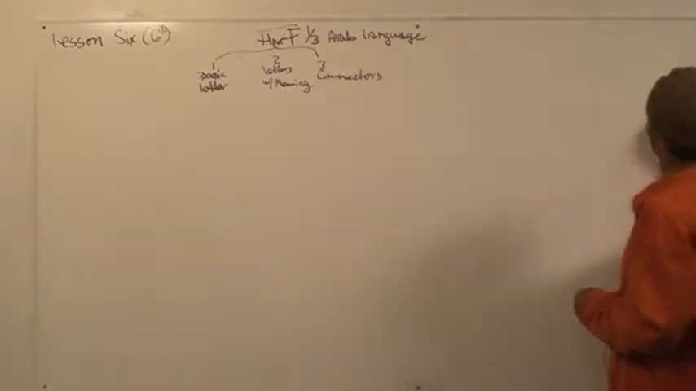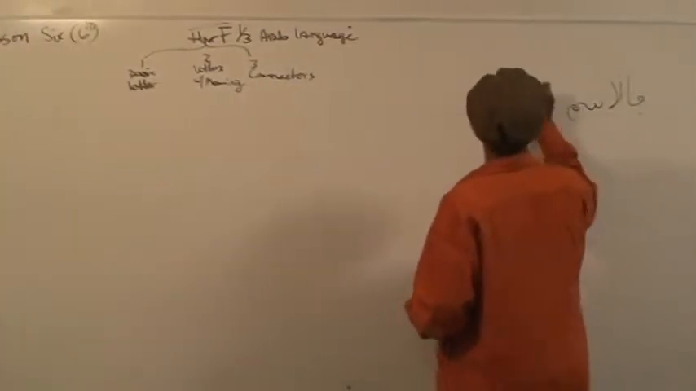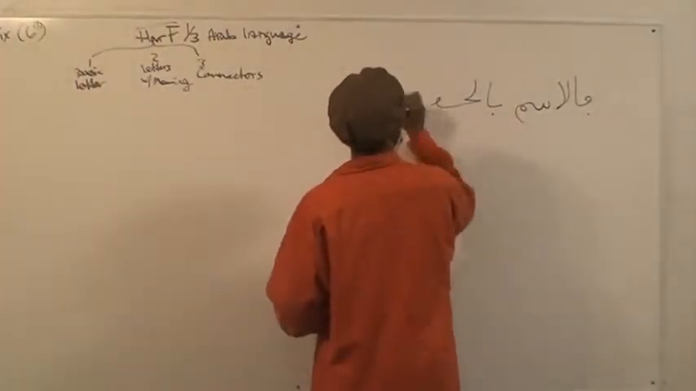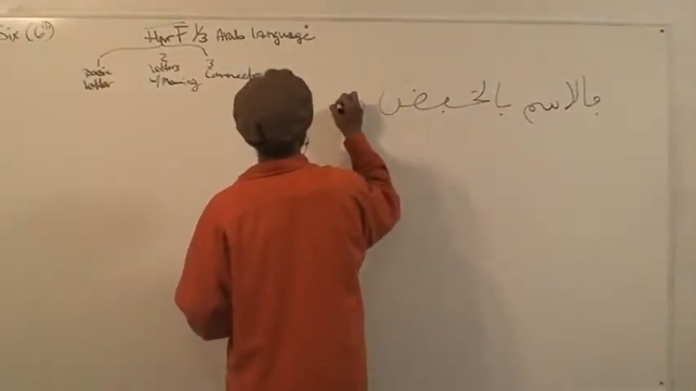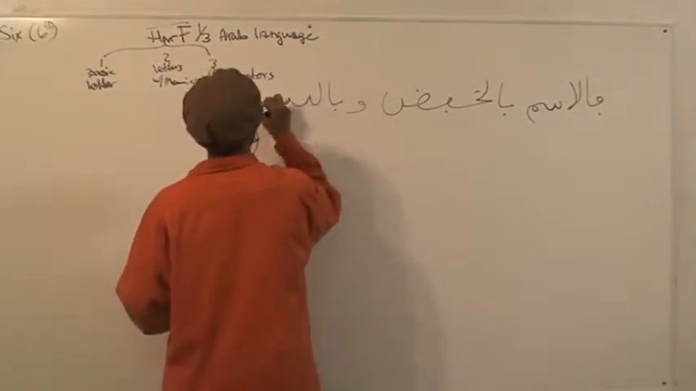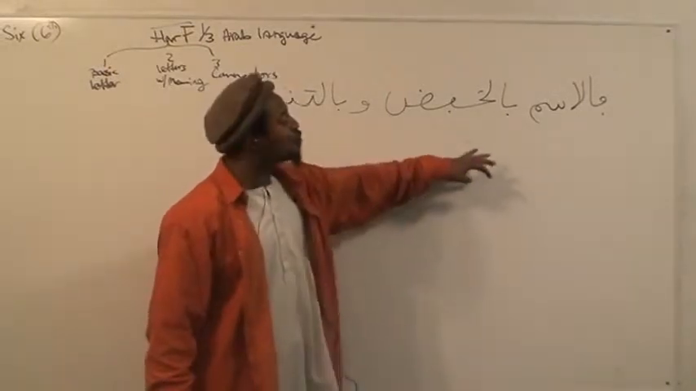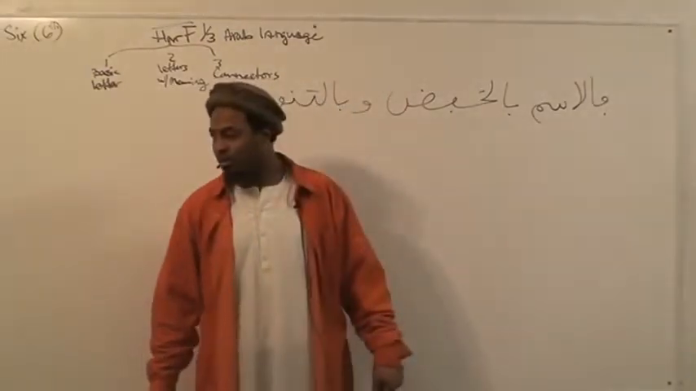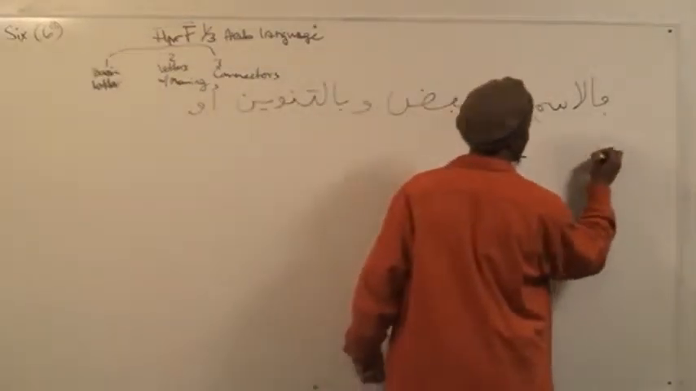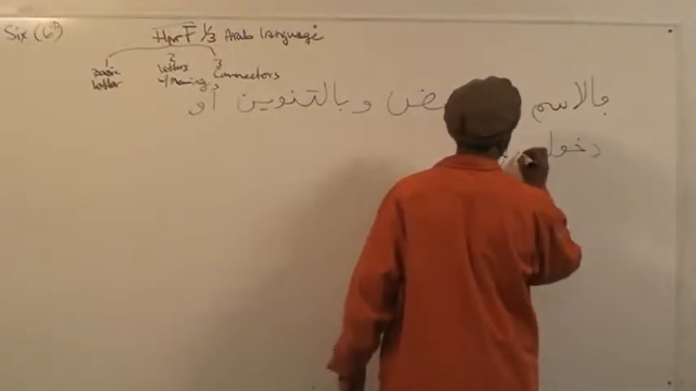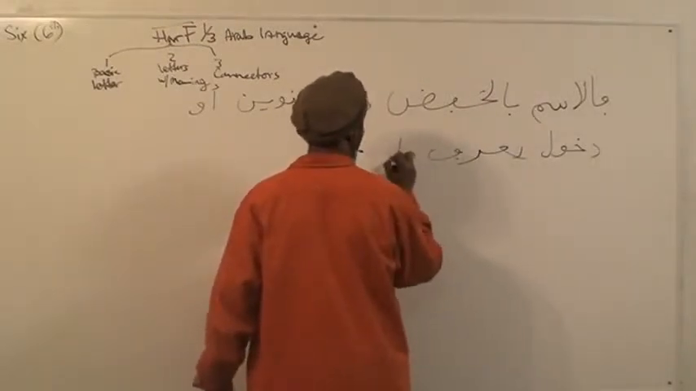Then it goes on to say, falismu, if you want to know the ism: bil khafdi, wa bit tanwini. Here what's going on now is it's explaining to you how to recognize an ismu. فالاسم بالخفض وبالتنوين أو دخول ال يعرف فقف ما قفاه.